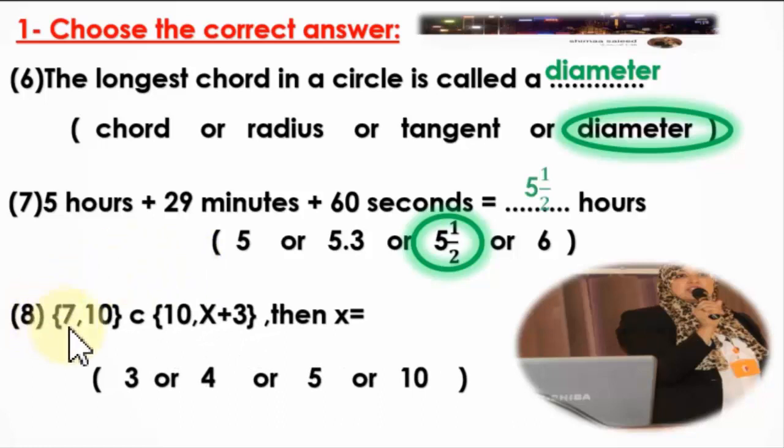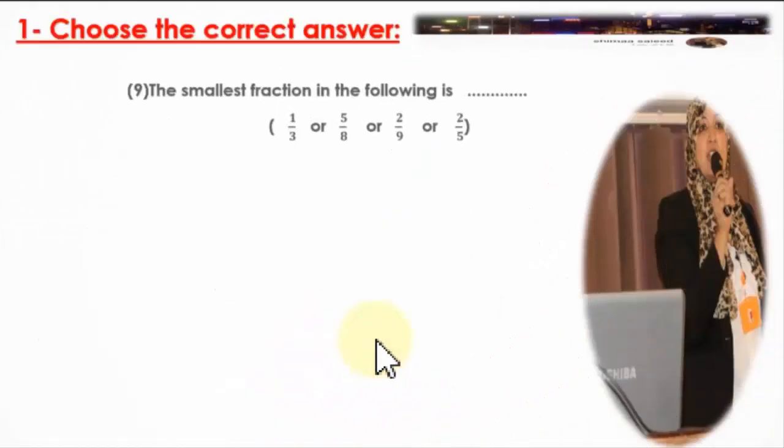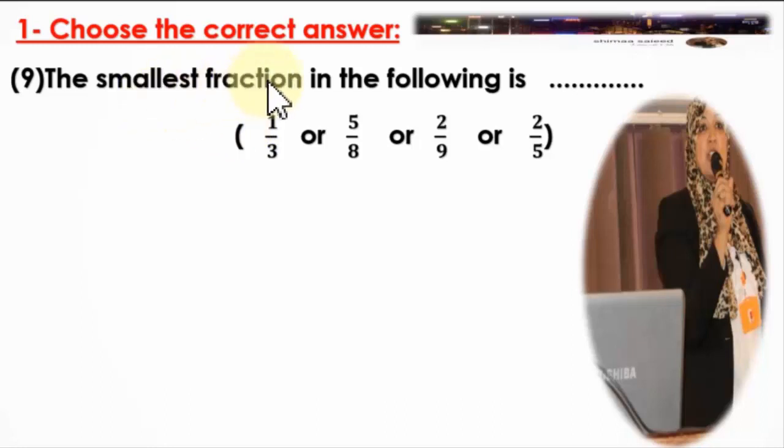The set of 7 and 10 is a subset of the set of 10 and x plus 3. Then x equals, okay, here we have 10 as an element and here we have 10. So x plus 3 equals 7. Which digit plus 3 equals 7? Well done. 4 plus 3 equals 7. So x equals 4. The smallest fraction in the following is 2 over 9.